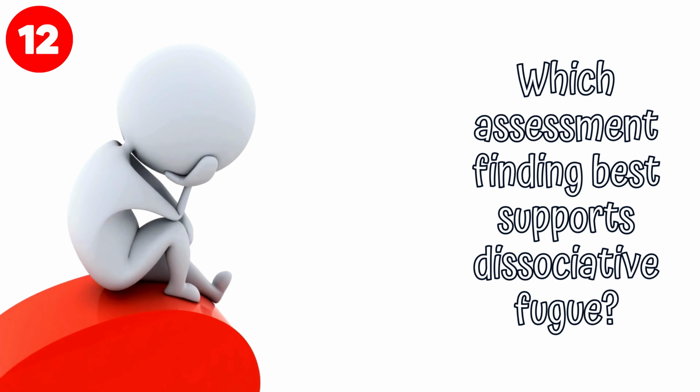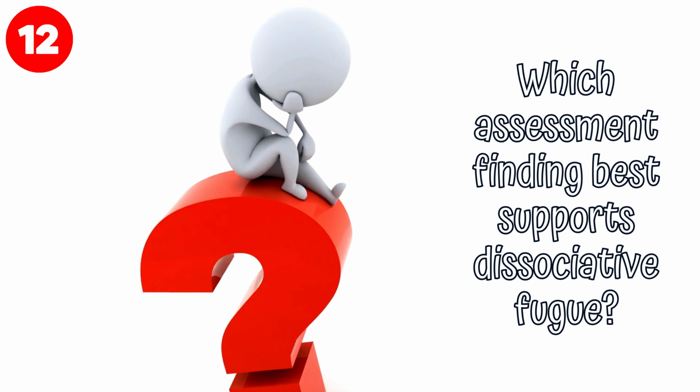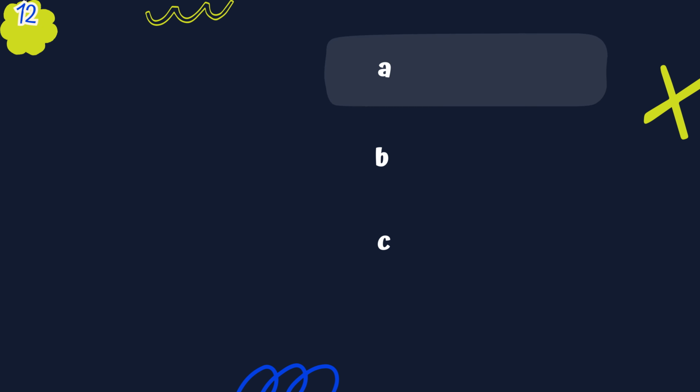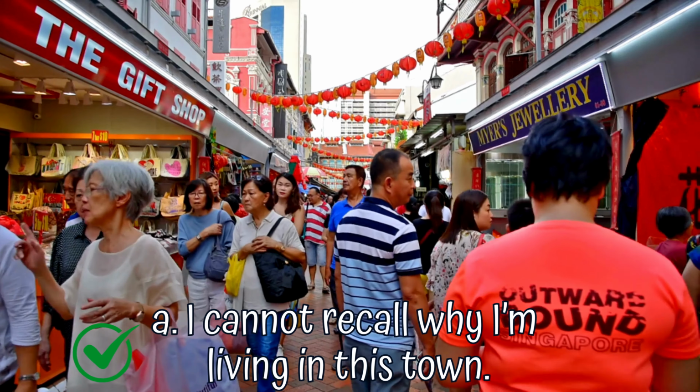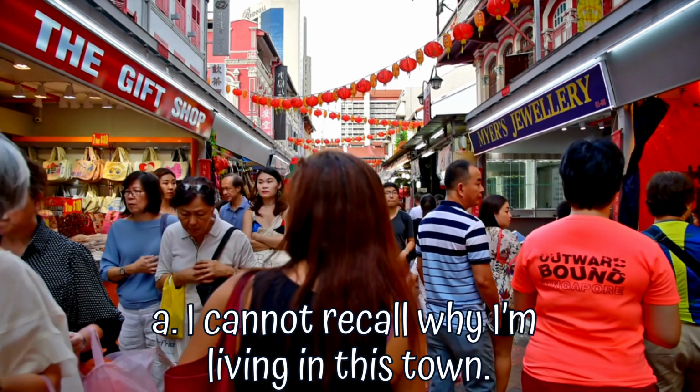Question 12. Which assessment finding best supports dissociative fugue? The patient states, A. I cannot recall why I'm living in this town. B. I feel as I'm living in a fuzzy dream state. C. I feel like different parts of my body are at war. D. I feel very anxious and worried about my problems. The answer is A. I cannot recall why I'm living in this town.